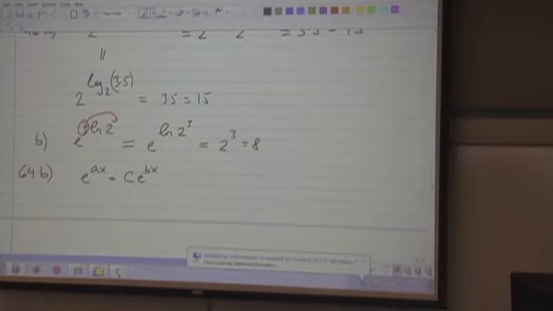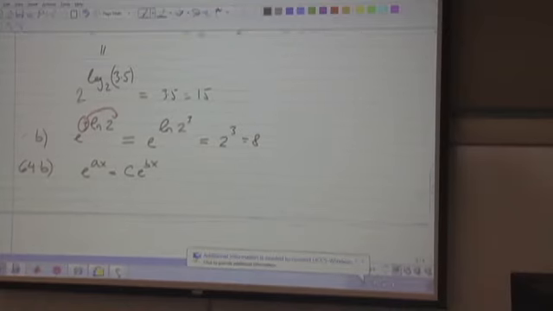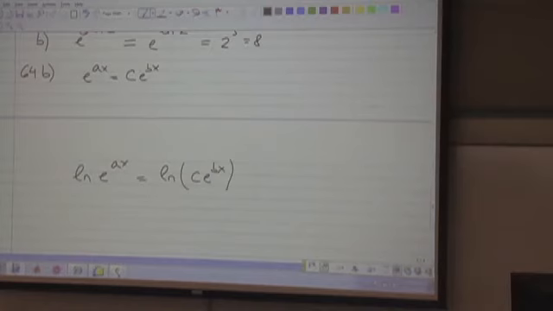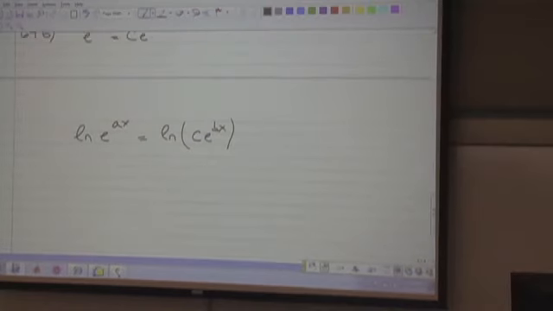So how do we solve it? We apply ln both sides. So we have ln of e to the ax is equal to ln of the quantity c e to the bx. Now what do I get on the left hand side? Ax. What do I get on the right hand side? Very good. ln of c plus bx.